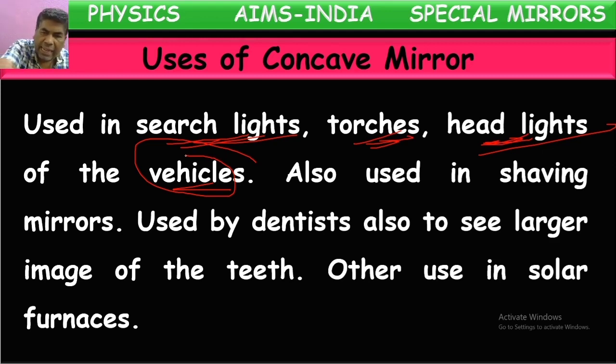So the lighting will be enlarged, and while we are traveling on the road, we can observe the enlarged lighting in the front part, so that we can drive carefully. So the nature is used for making searchlights, torchlights, headlights, like that.